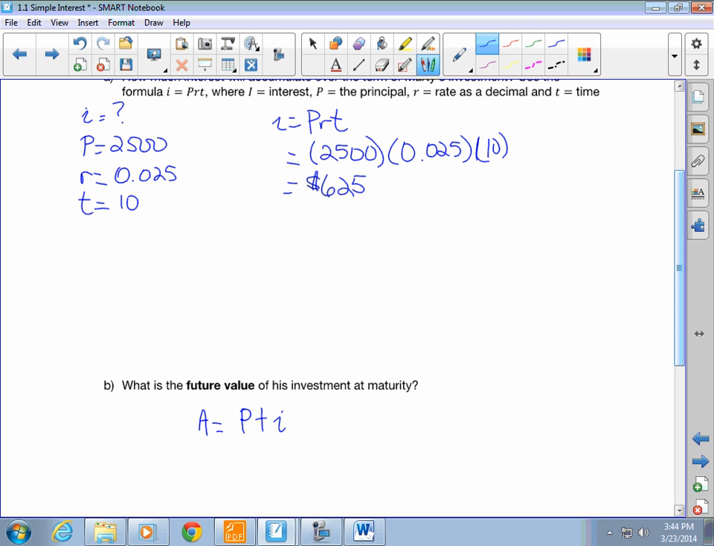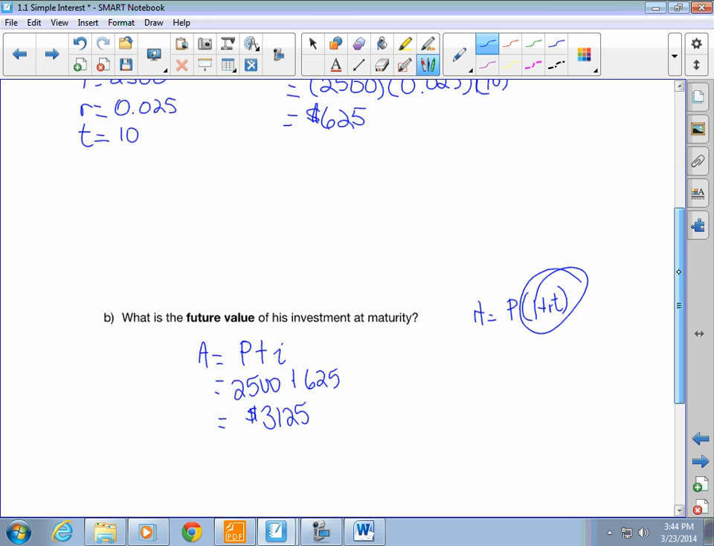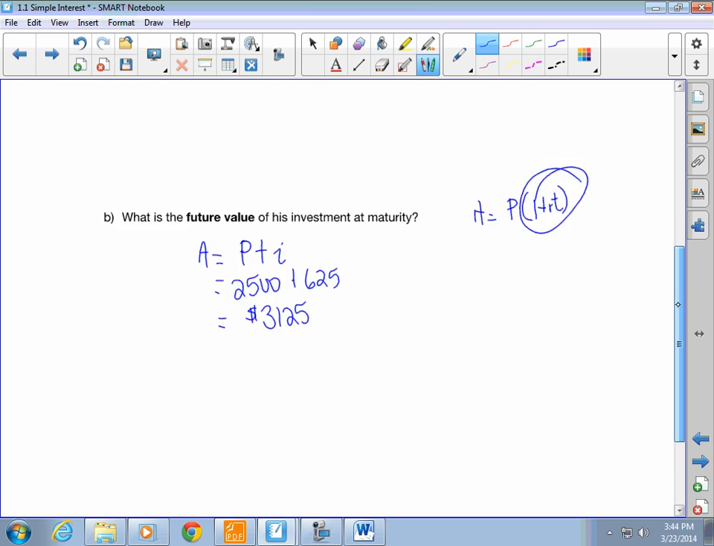So remember, future value from our formula there was your principal times 1 plus the rate of interest. So we already did this calculation. So we can just say it's principal plus the interest, so 2,500 plus 625. So the future value of this investment would be 3,125. So all the future value is just adding your interest earned onto your initial investment.